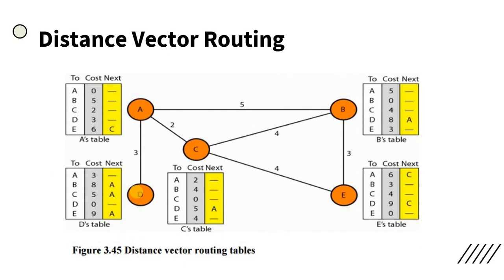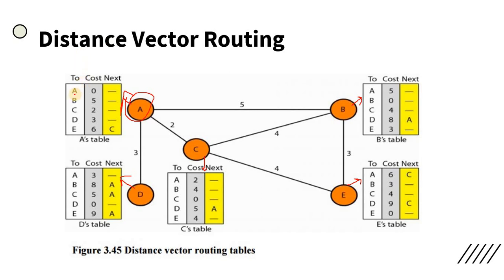Suppose this is a network, and there are A, B, C, D, and E. These are the 5 nodes available in the network. Each node has its own vector. This vector is called a route table. Each node has its own different route table. Now let's understand. This is node A, and its routing table, or vector, is this.